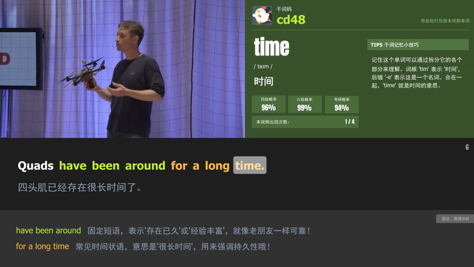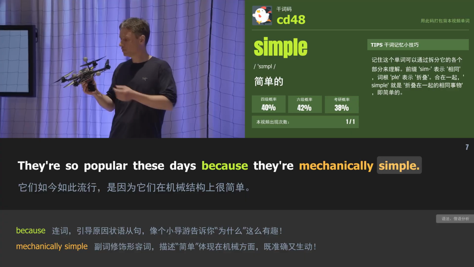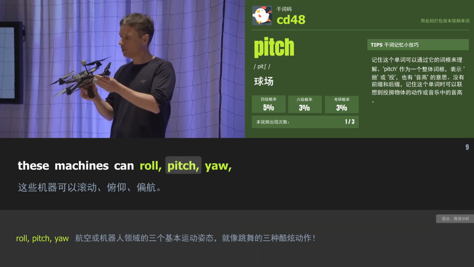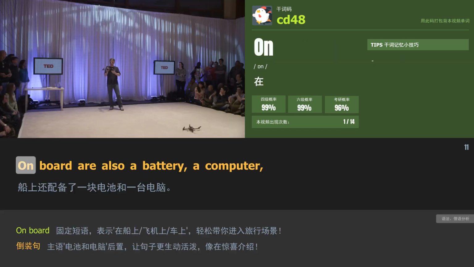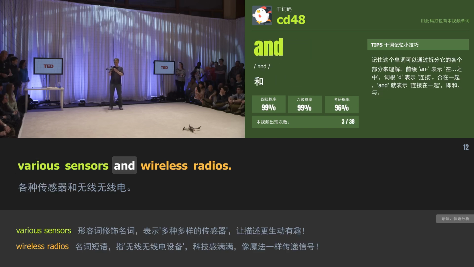Quads have been around for a long time. The reason that they're so popular these days is because they're mechanically simple. By controlling the speeds of these four propellers, these machines can roll, pitch, yaw, and accelerate along their common orientation. On board are also a battery, a computer, various sensors, and wireless radios.